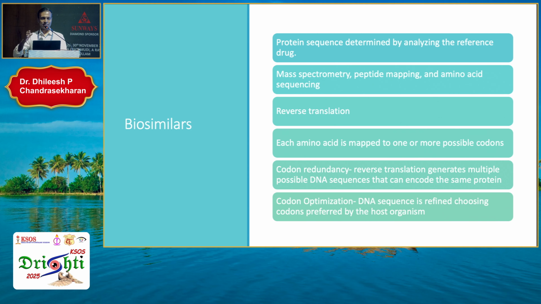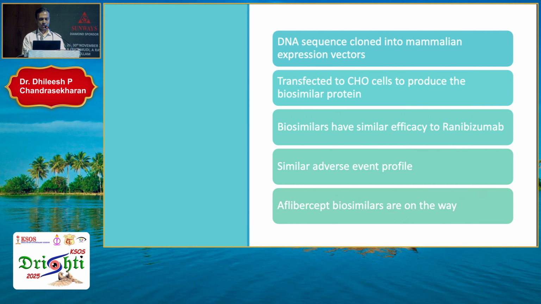So in this, the protein sequence is taken from the reference drug, and the amino acid sequence is directly identified, and it is reverse translated to generate the DNA sequence. And this is later cloned into mammalian vectors to generate ranibizumab. Several biosimilars are already available in India for ranibizumab.